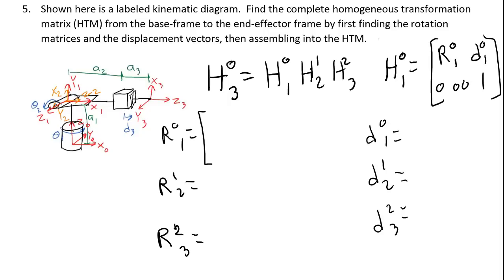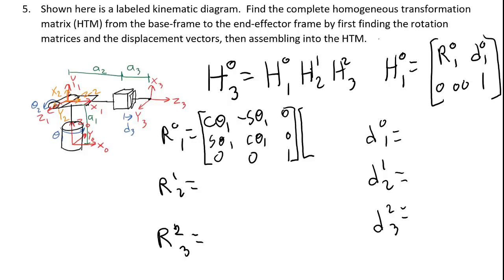Since the joint is rotating around its own Z axis, I'll do cosine theta 1, because that's the joint variable for the first joint, sine theta 1, 0, negative sine theta 1, cosine theta 1, 0, 0, 0, 1. Next, I need the part of the matrix that is telling me how frame 1 is rotated relative to frame 0 right now.